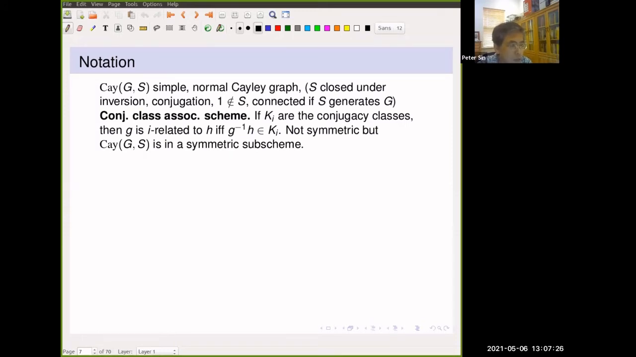This graph will be a graph in what's called the conjugacy class association scheme. The classes in the conjugacy class association scheme are the conjugacy classes, say C_i, and we say that g is i-related to h if g inverse h is in the ith conjugacy class. In general this is not a symmetric association scheme, but the Cayley graph, because we're assuming that S is closed under inversion, will actually be inside the obvious symmetric subscheme. That means we can still apply results about symmetric association schemes to the Cayley graph.